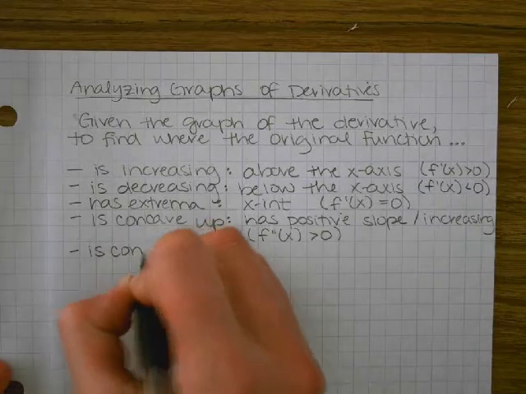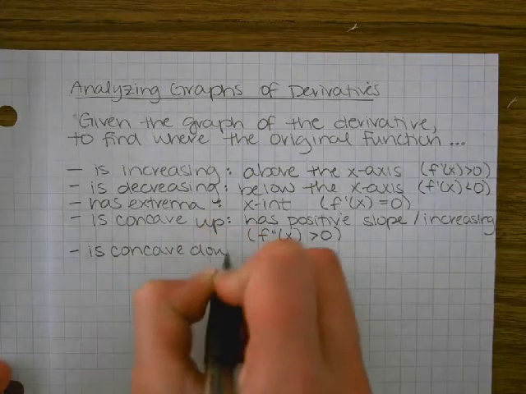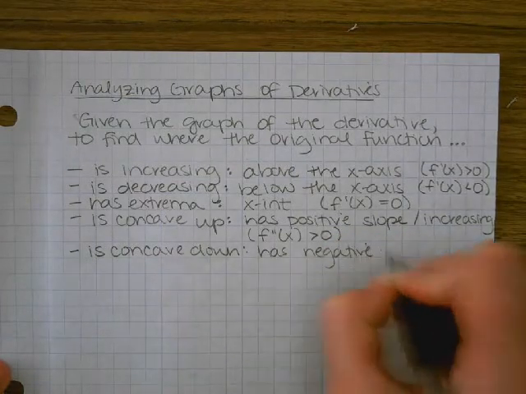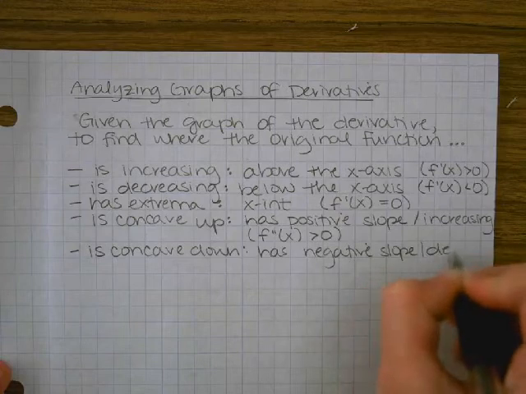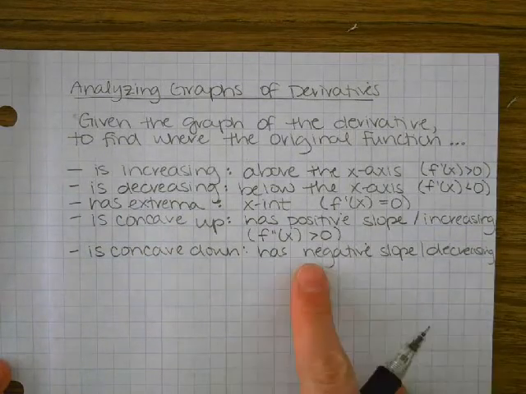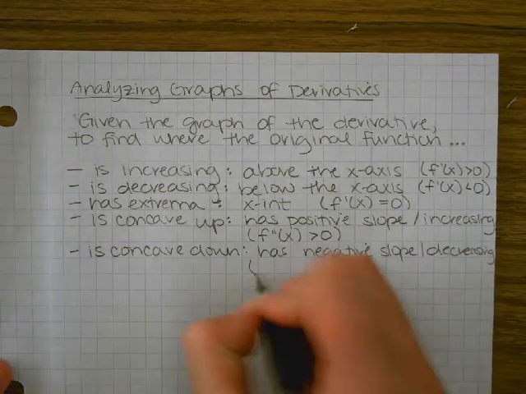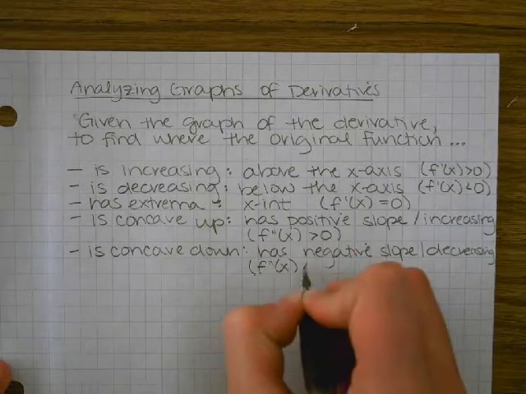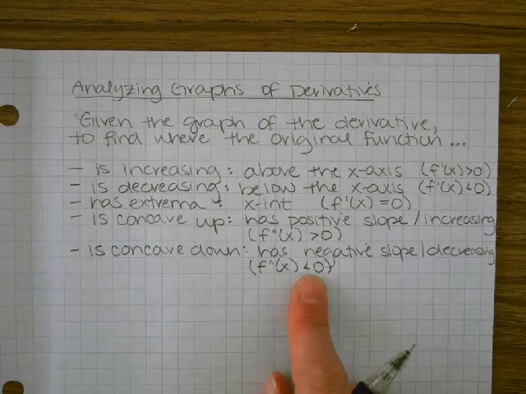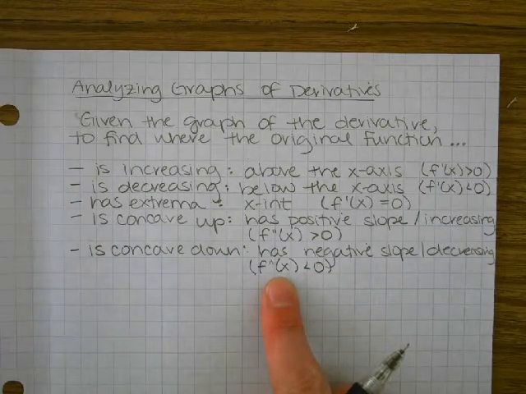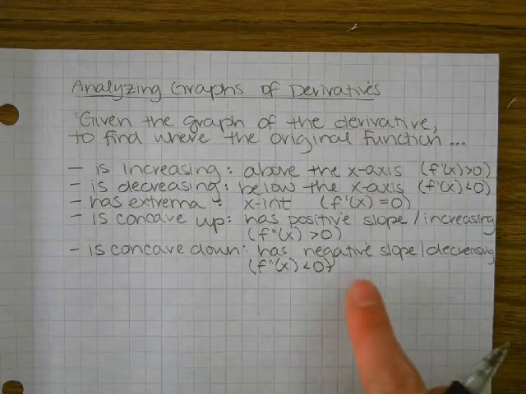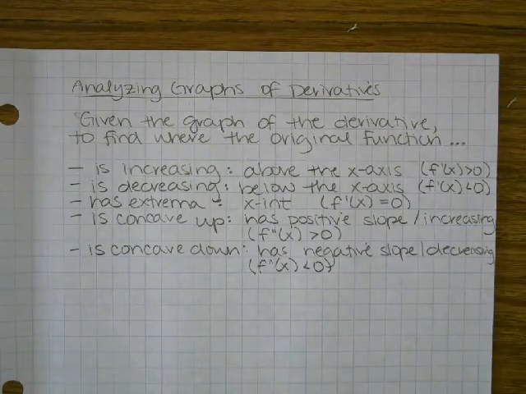The original graph is concave down when the derivative has negative slope, or is decreasing. So that's two different ways of saying the exact same thing. Negative slope and decreasing are the exact same thing. And the reason that makes sense is because concave down happens when the second derivative is less than 0. And the second derivative describes the slope of the derivative. So when the slope here is negative, that means that the derivative has negative slope, that it's decreasing.